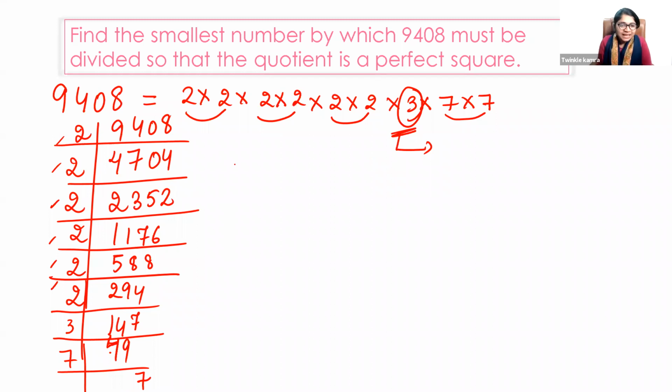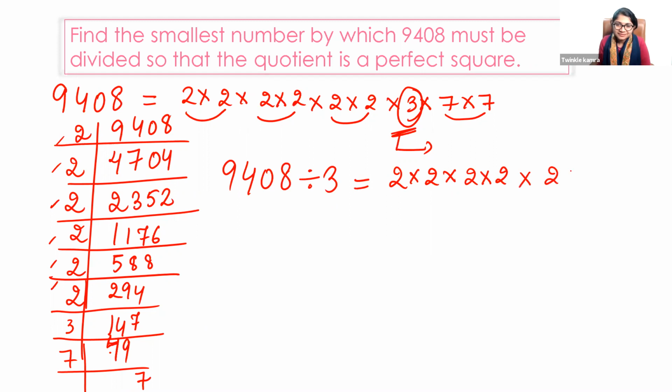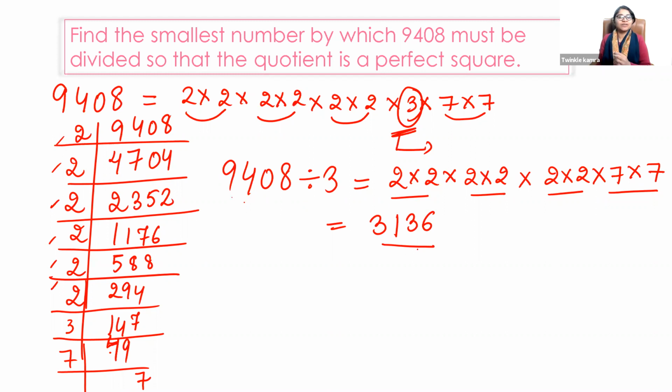That means what? If somehow I divide 9408 by 3, right? If we divide it by 3, I'll get a perfect square, because after dividing by 3, what comes is 2 into 2 into 7 into 7. Yes, this is a perfect square, right? So let me see, what will come here? I will get this as 3, 1, 3, 6. This is what I'm getting, 3, 1, 3, 6.